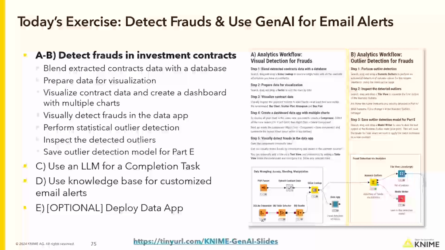As I said, in the initial A and B tasks, we're going to detect frauds in investment contracts by initially blending extracted contract data with customer data from a database. We're going to prepare the data for visualization, and we're going to create a little dashboard that allows us to identify visually those outliers. And then after that, we're going to move to the statistical outlier detection. So we're going to use the Numeric Outliers node for that. And we're going to then use that knowledge also later on in the downstream part. You can see a little bit on the right-hand side of the slide how your solution should be looking like, but it's up to you to customize it as well.